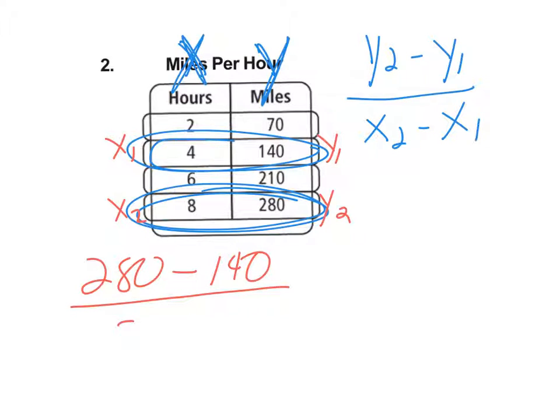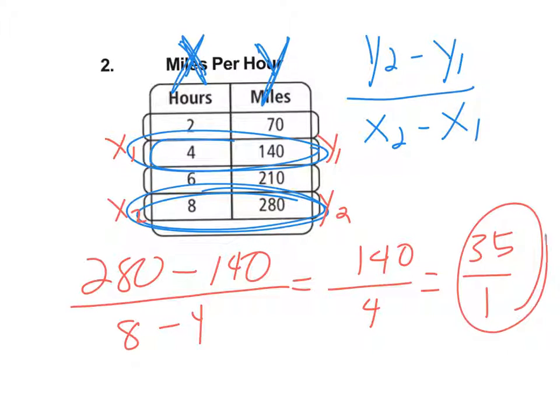And then we're going to have 8 minus 4. 280 minus 140 is 140. 8 minus 4 is 4. That can be reduced. Now, grab your calculator if you need to. I'll give you a second. But it does reduce to 35 over 1, so your slope is 35.